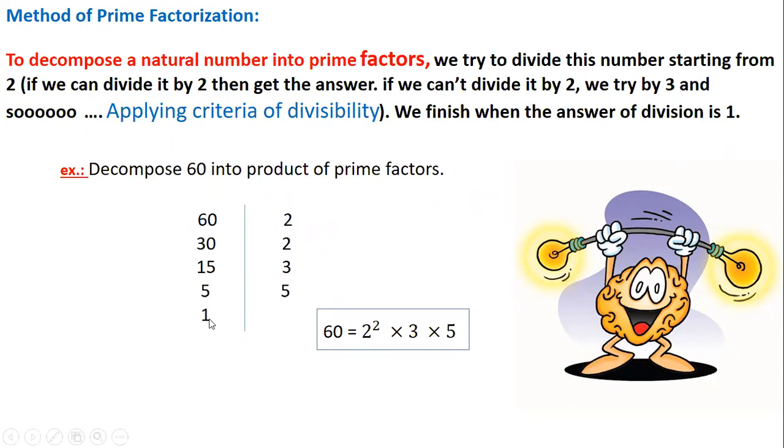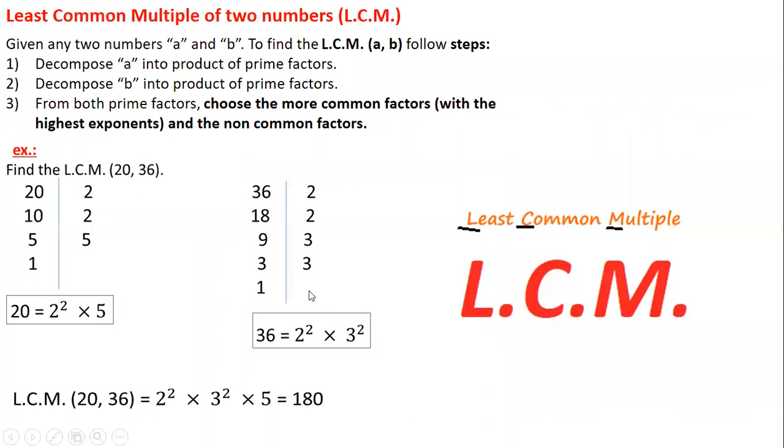Here on this side, I want to see only prime numbers. I don't want to see a 4 or a 6 or a 9. These are not prime numbers. So after I finish the prime factorization, I should always write this sentence: 60 is equal to, because I have 2 times, 2 squared times 3 times 5. So this is how we decompose a number into prime factors.